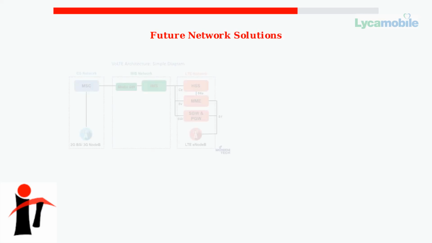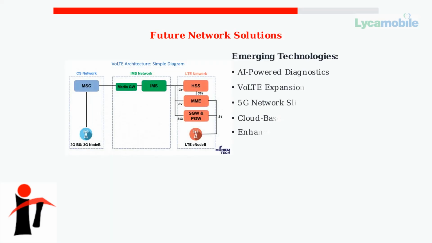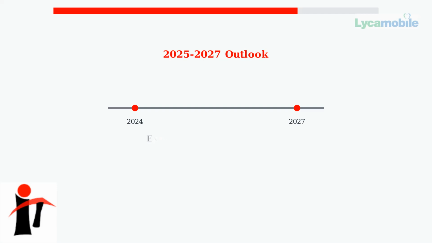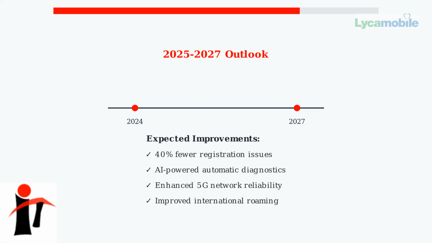Looking toward the future, the telecommunications industry is developing exciting solutions to reduce these registration problems. Voice over LTE technology and advanced network architectures are making connections more reliable. Industry experts predict that by 2025 to 2027, these technological advances will reduce network registration problems by 40%, making mobile connectivity more reliable than ever before.